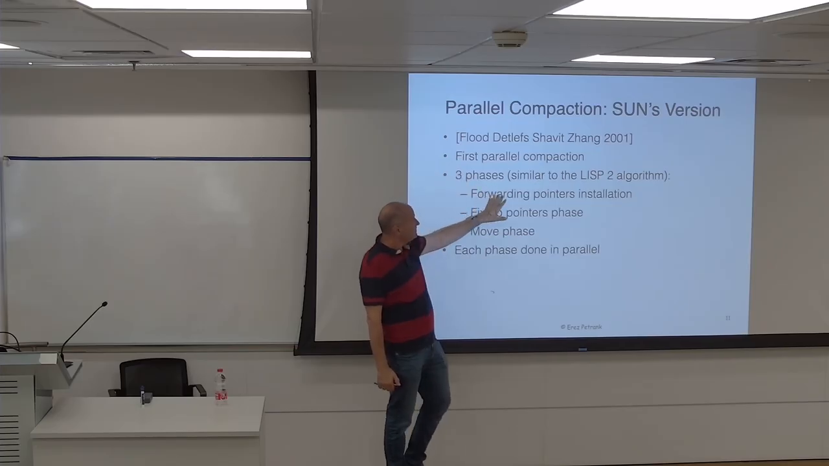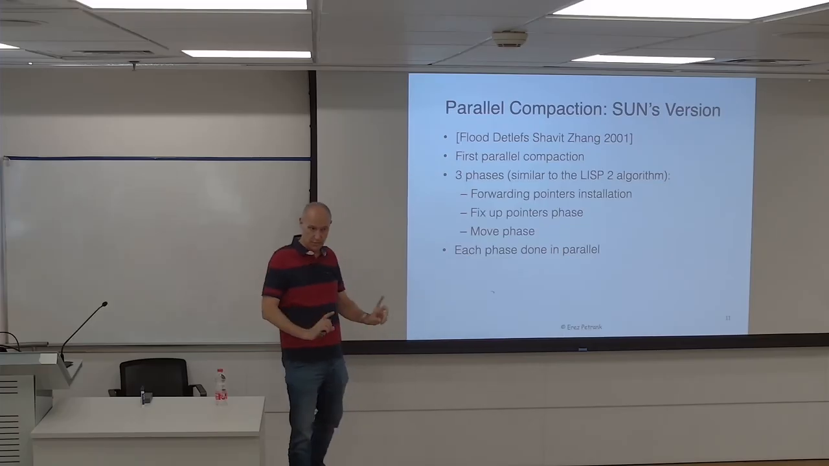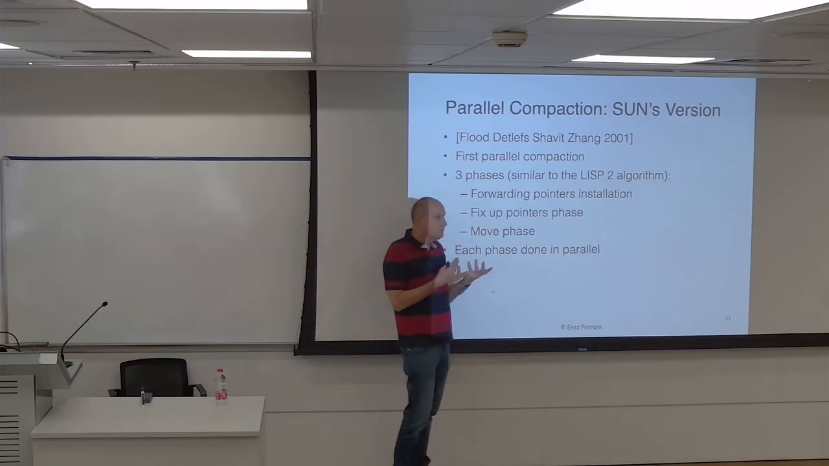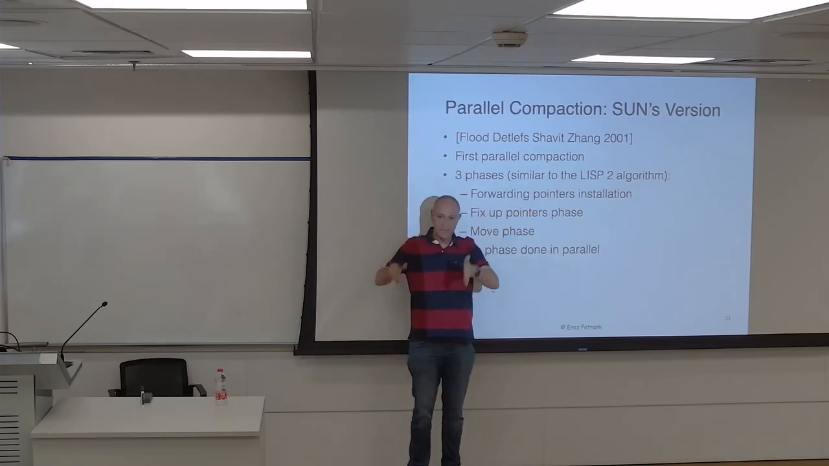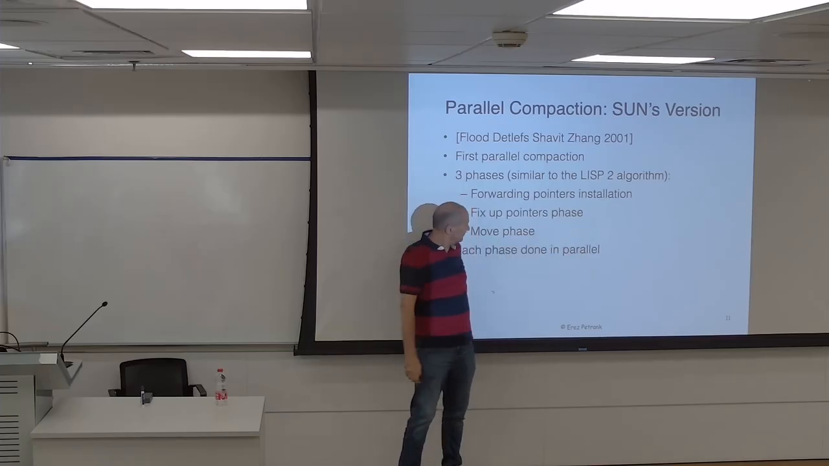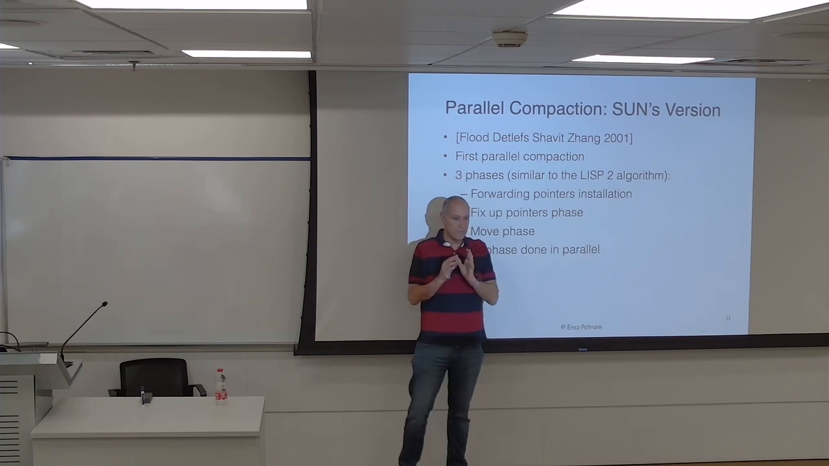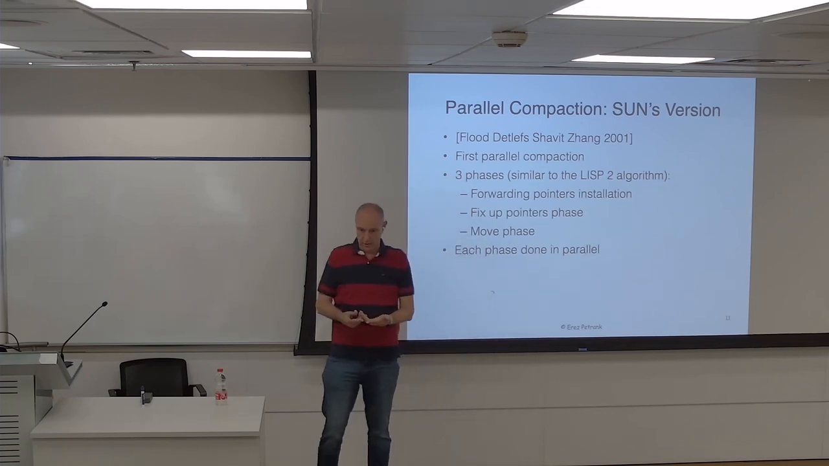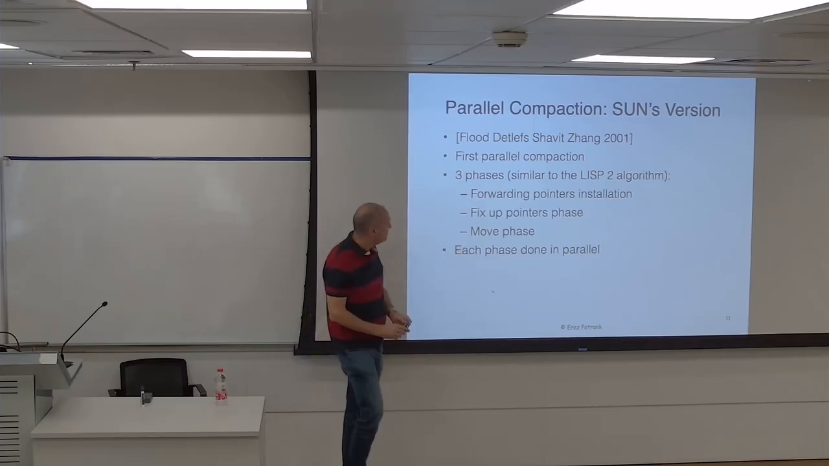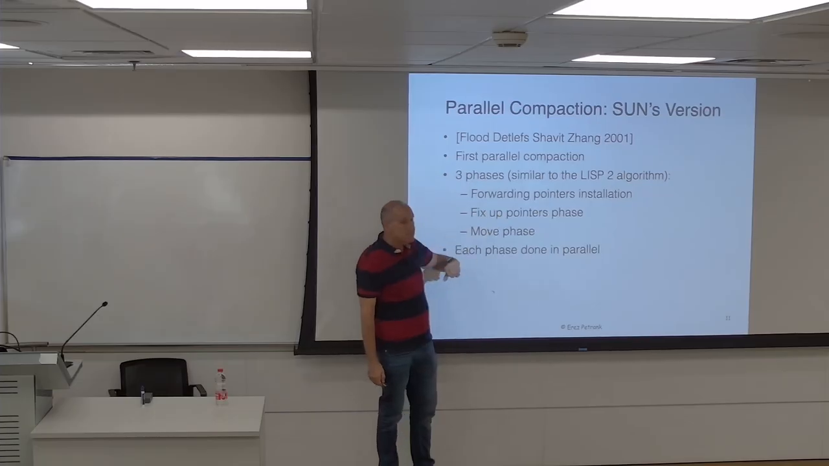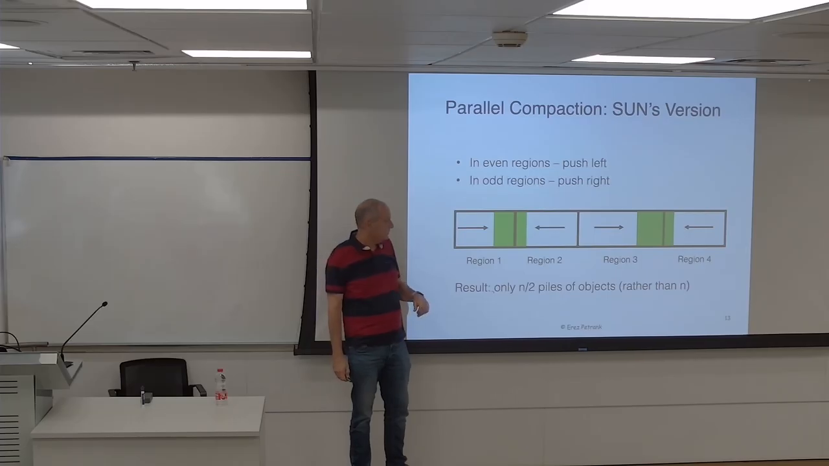So you just take the Lisp 2 thing and you parallelize each pass in this algorithm. Almost naively, but what you do is you divide the heap into regions. You divide the heap into regions, and each thread takes a region and just works on it in these 3 passes. So you first need to install forwarding pointers, right? This is the first pass. Actually, let me go into this picture. It will make it easier.